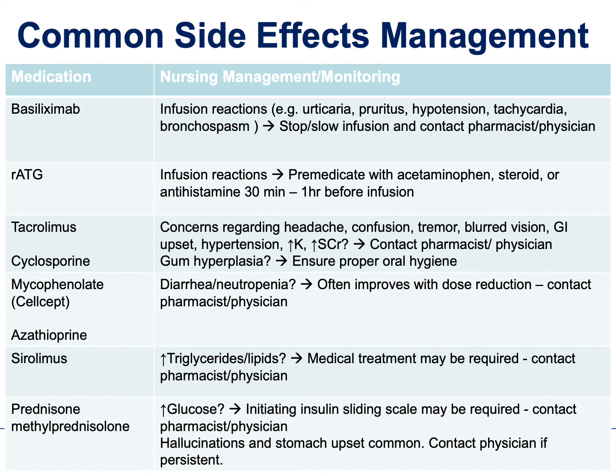Prednisone and methylprednisolone for the steroids, they can increase glucose, like I mentioned, and so initiation of an insulin sliding scale may be necessary. Feel free to contact the pharmacist or physician. And then, like I mentioned, you hear a lot of patients say they have hallucinations, or they can get stomach upset. So if these get persistent and disturbing, you can always contact the physician.